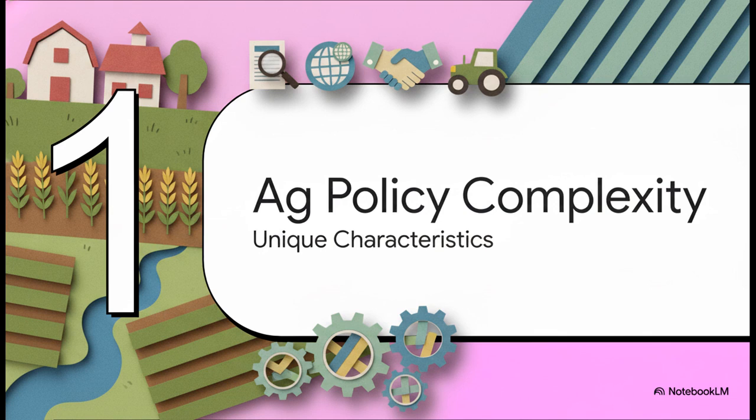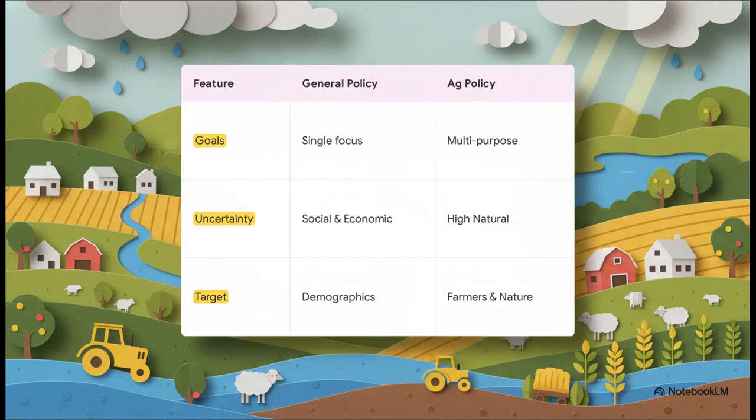Section 1, why ag policy is complex. Agricultural policy is fundamentally different from almost any other type of public policy out there. And what makes it so uniquely challenging is the sheer burden placed on it. Think about general public policy for a second. It might just focus on economic growth or maybe a specific social issue. But agricultural policy, it is inherently multi-purpose.